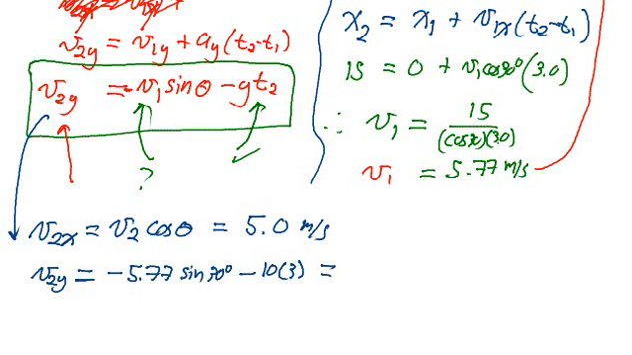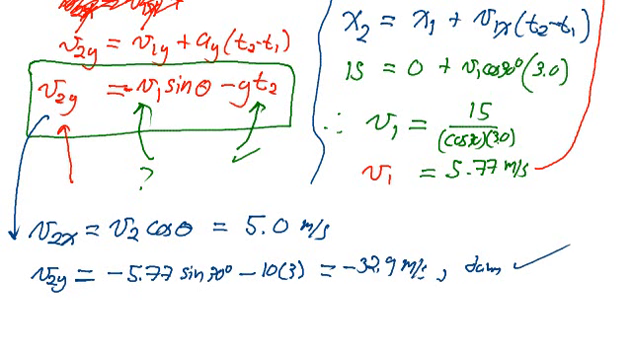And so we have negative 5.77 times the sine of 30 minus 30 equals negative 32.9 meters per second, and that points down, which is consistent with our coordinate system.